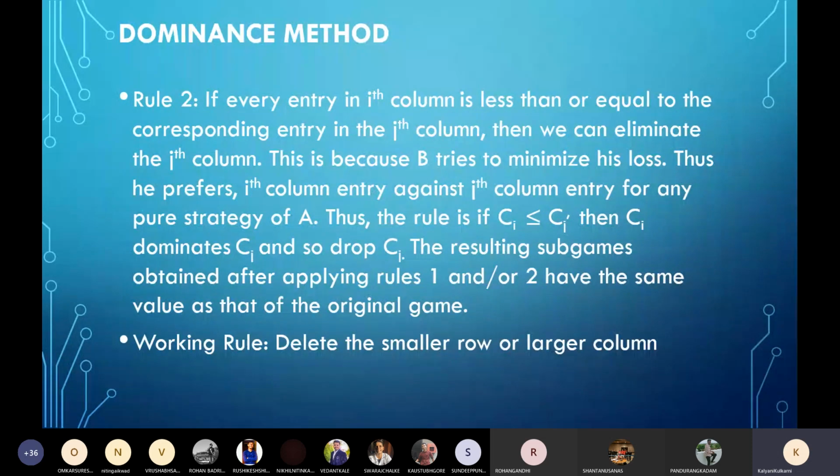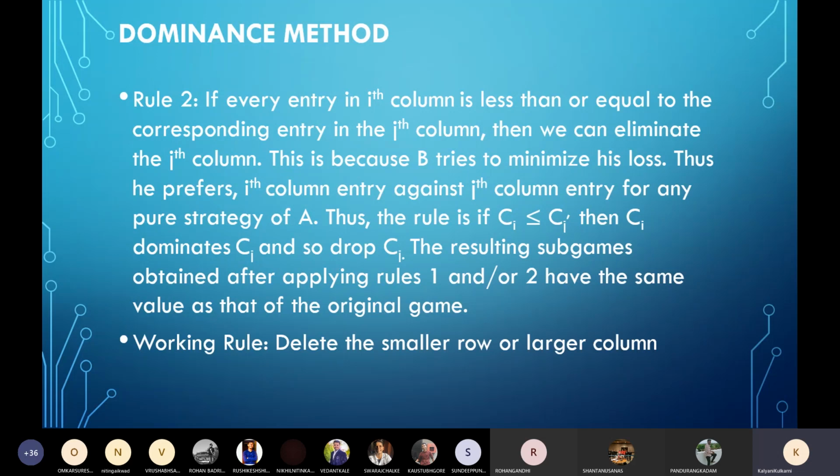Rule 2 is for column. This was for row. If every entry in the ith column is less than or equal to the corresponding entry in the jth column, then we can eliminate the jth column. This is because B tries to minimize his loss. Therefore, he prefers the ith column entry against the jth column entry for any pure strategy of player A. Thus, the rule is if Ci is less than Cj, then Ci dominates Cj and so drop Cj.